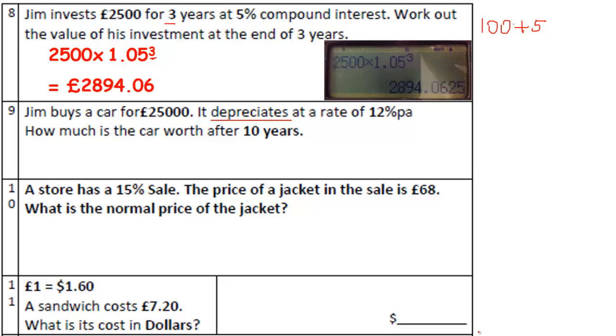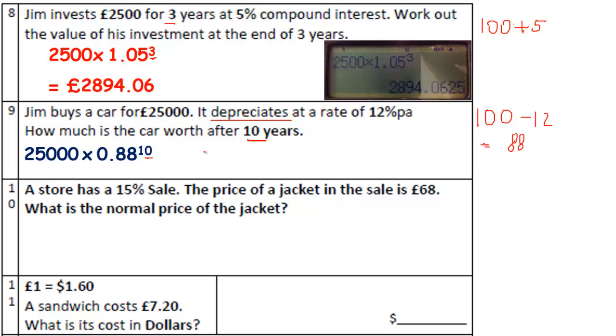Keyword in question 9 is the word depreciation, and that means it's going down in value. And so unlike question 8 where you add it on to 100, in question 9 I'm going to take away my interest rate or my rate of depreciation from 100. So I'm going to do 100 take away 12%. What that leaves me with is 88%, and as a decimal my multiplier this time is going to be 0.88. So I'm going to use the same setup, 25,000 times 0.88 this time, and because it's 10 years it's going to be to the power of 10.